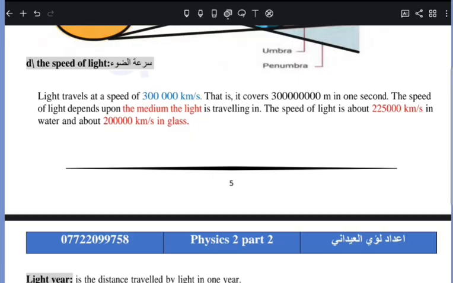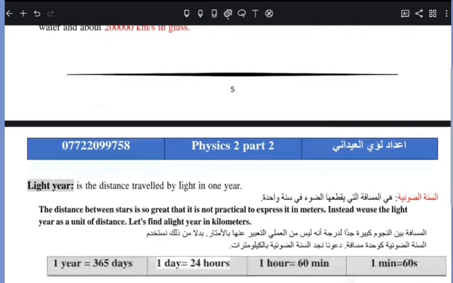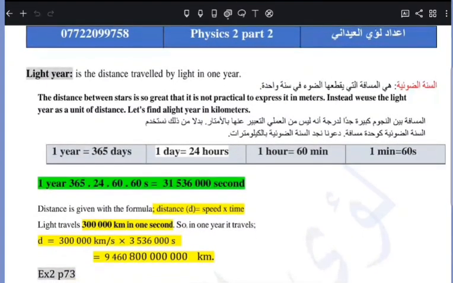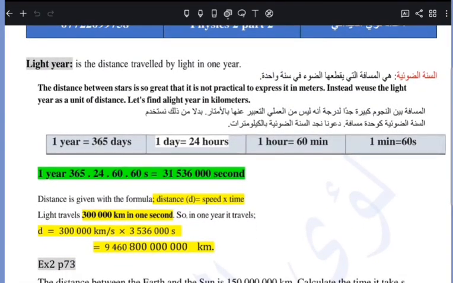When light travels to another medium, for example, in water or in glass, the speed of light decreases. It is about 200,000 kilometers per second in glass, and faster in the water, and faster in the air or in the vacuum. Now I have another question: can you tell me about the light year?